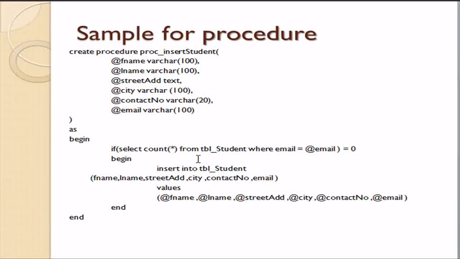Sample for procedure. In a procedure, there can be several inputs and one or more outputs. In this sample procedure, F-name, L-name, street address, city, contact number, and email are taken as inputs. This procedure is used to input values to a table.